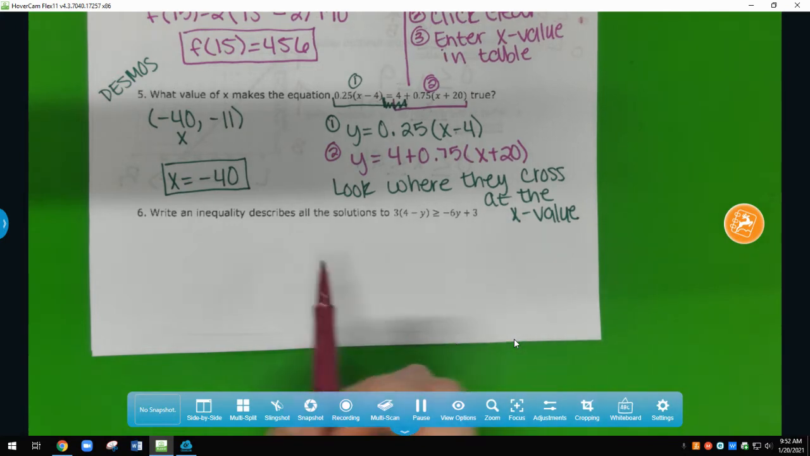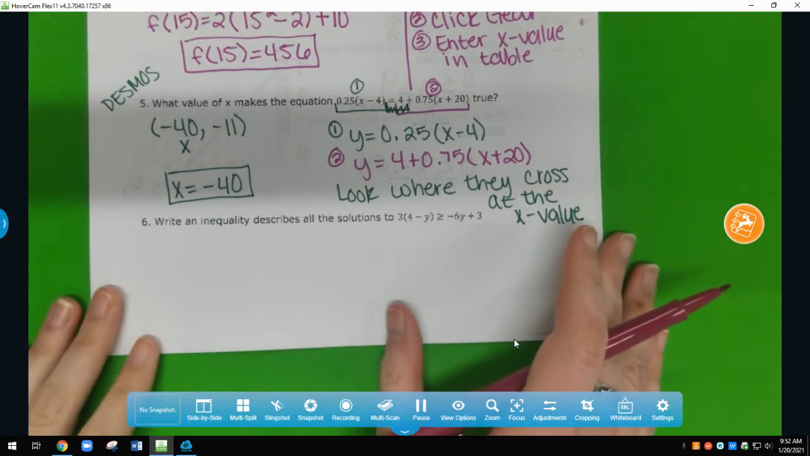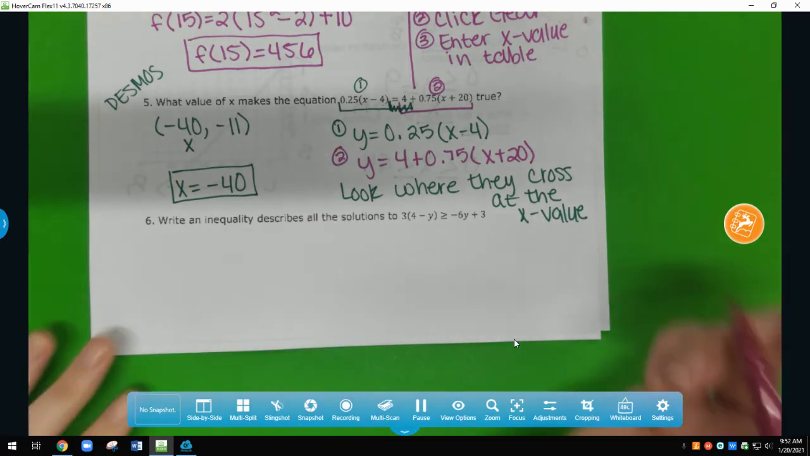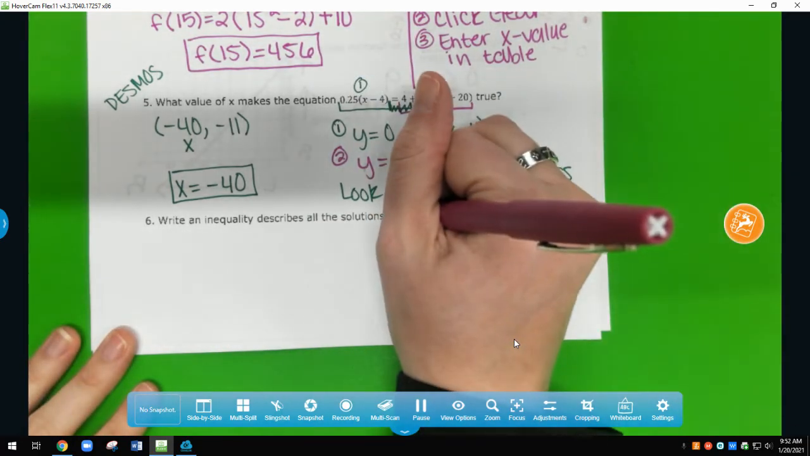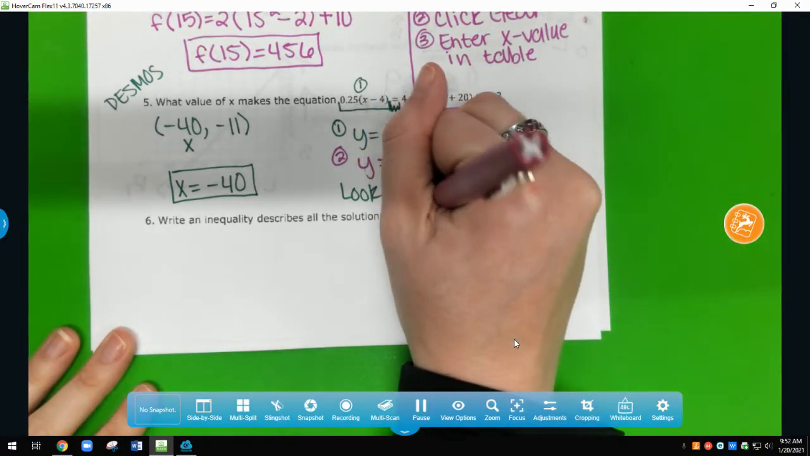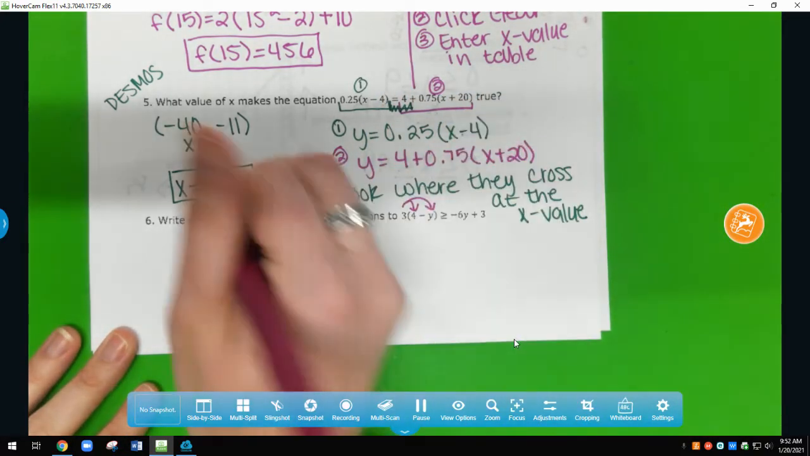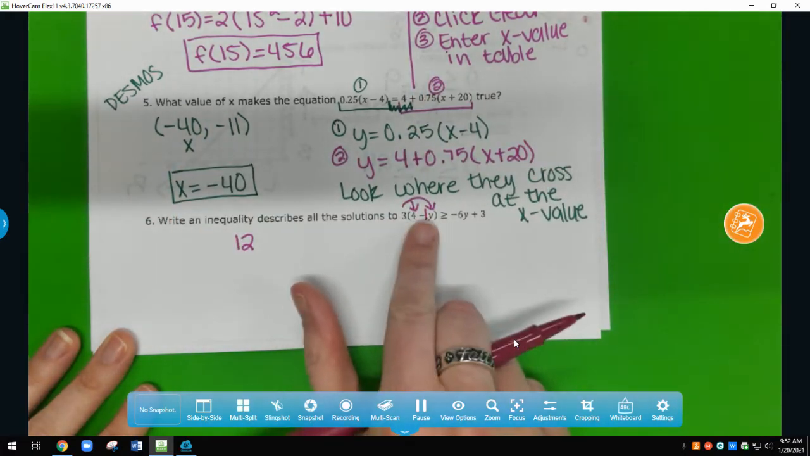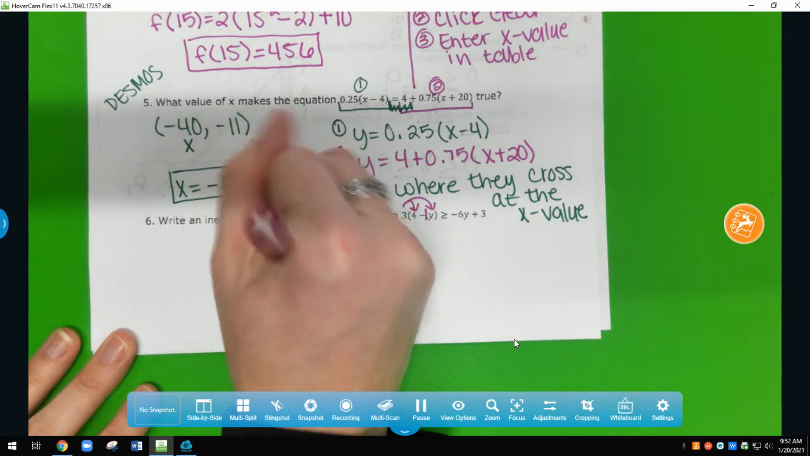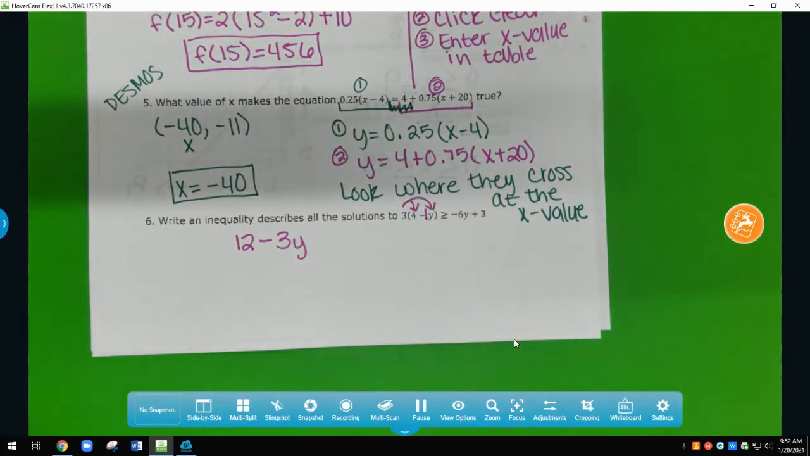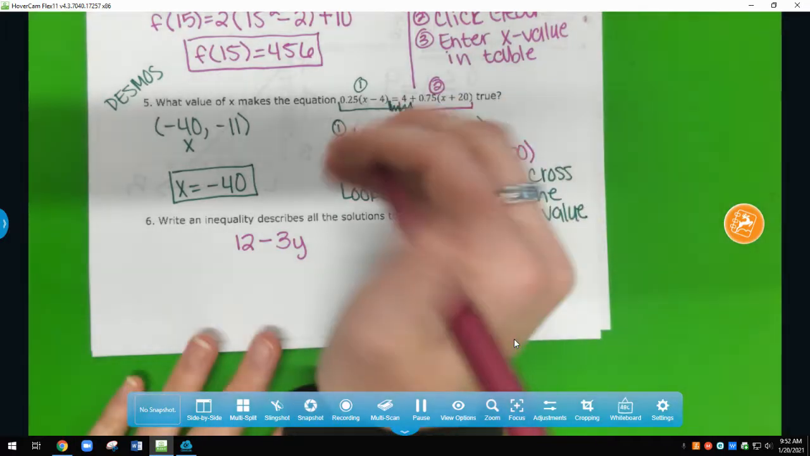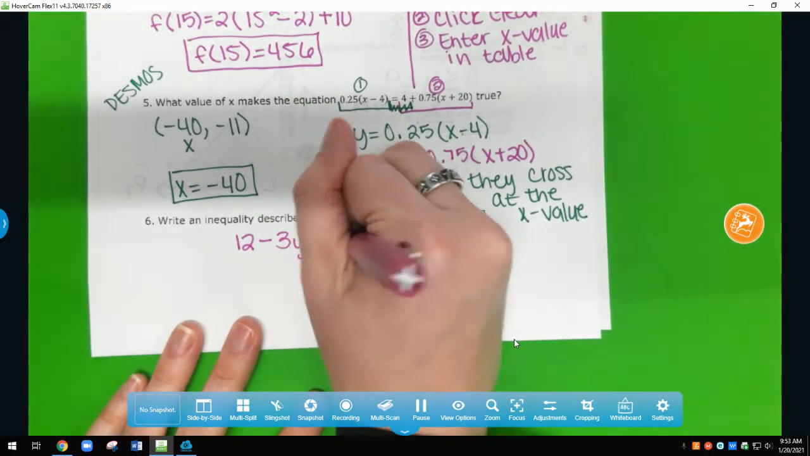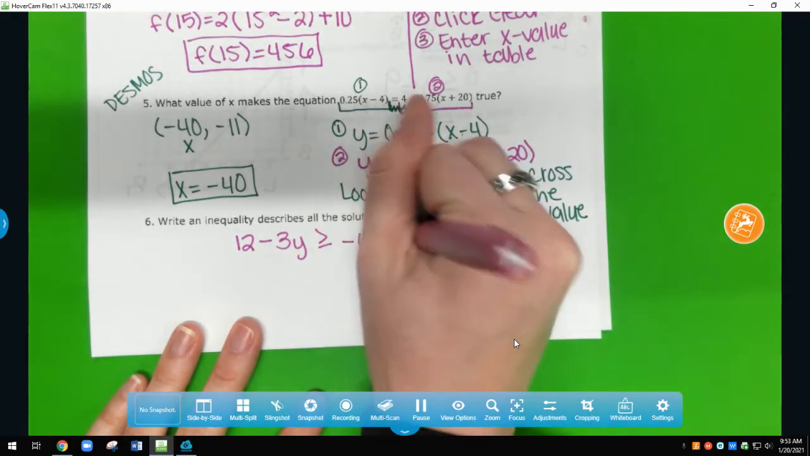Write an inequality that describes all the solutions. Okay, so since it's an inequality, we can't do this the same way. So what we're going to do, remember you see parentheses, you're going to distribute. So you have 3 times 4, so 12. There's a negative 1 there, so 3 times negative 1 is negative 3y. And then we have our inequality. There's nothing to distribute on this side, so we have negative 6y plus 3.